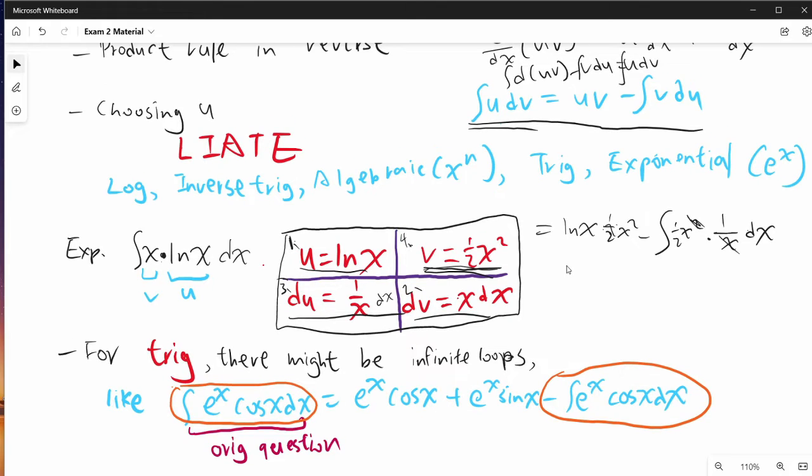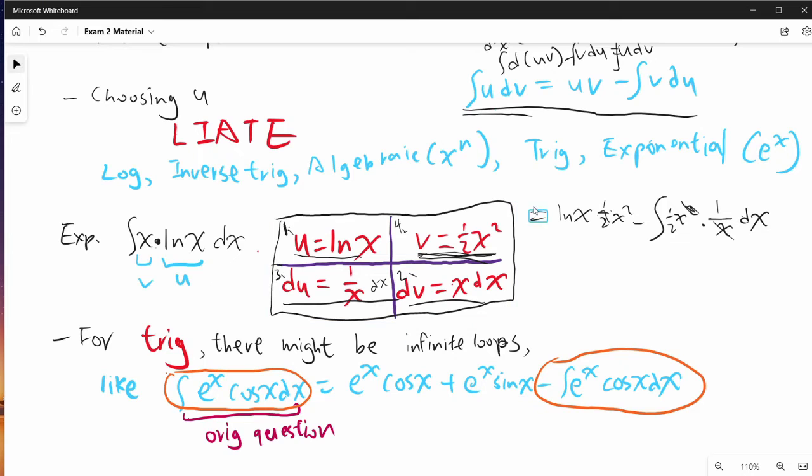And practice makes perfect, right? If you practice a few questions, you'll be able to find the feeling on which one should be u, which one should be v, and then that will help you on the exam to do these questions quickly.